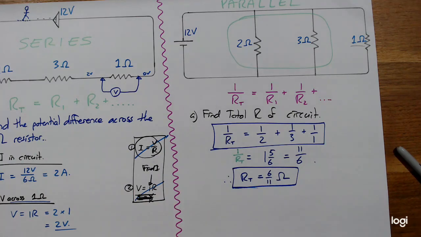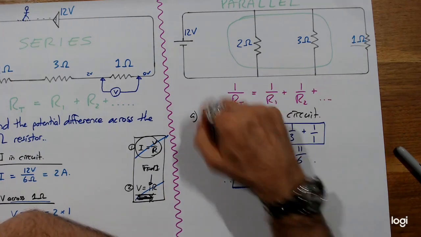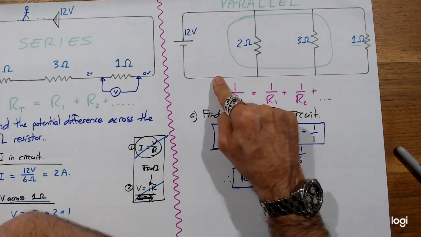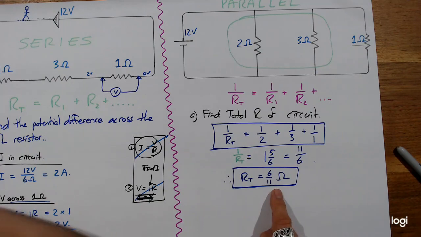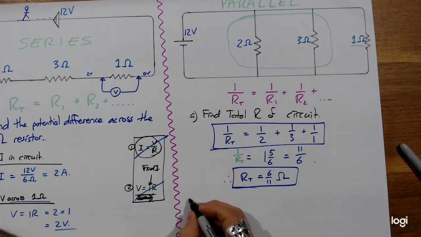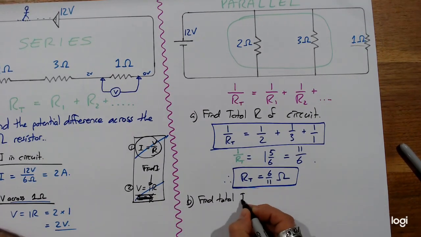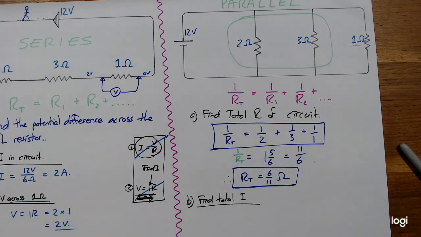And if you then had to find the total current of this circuit, in other words, the current that comes out of the battery, you'd have to use that resistance because that's the total resistance of the circuit. So let's do that. Part B. Find total current. You end up getting a lot of different figures for a lot of different places in some of these questions. You've got to keep everything in its place. We're talking about the total current, so we're going to use the total voltage and the total resistance.